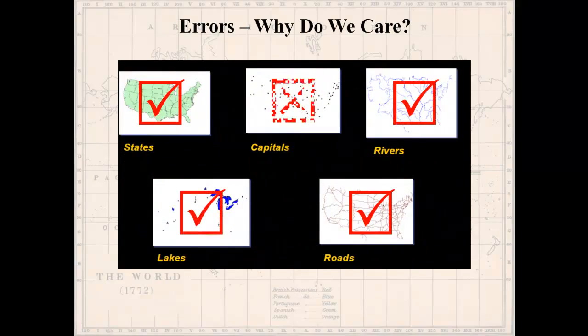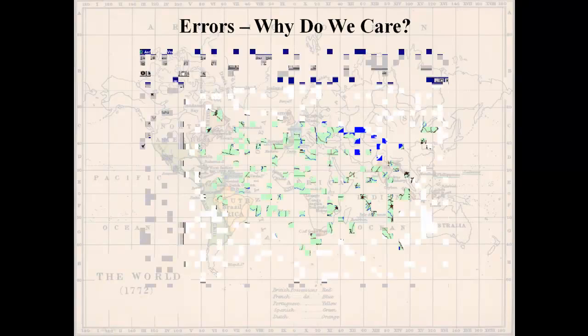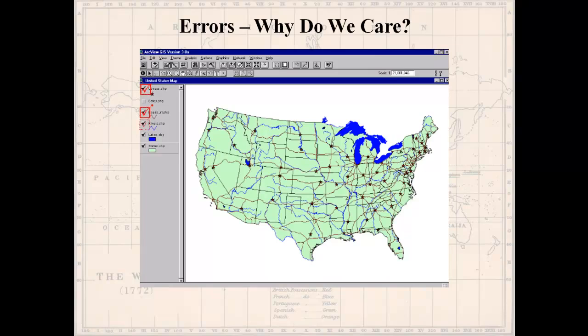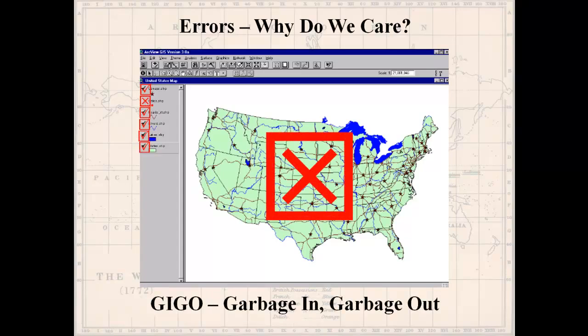So here's an example of a bunch of different themes that we have. We have states that look good. Maybe we have state capitals and there's something wrong with that. We have rivers, looks good. We have roads, looks good. We have lakes, looks good. Now we're going to put that together and make a map. But remember, even though all of these things look good, there's an issue with the capitals. And when we do that, the map that we come out with is going to be no good. Garbage in, garbage out. And all of it has to be good for the result to be good.